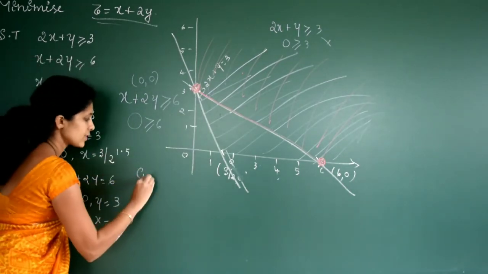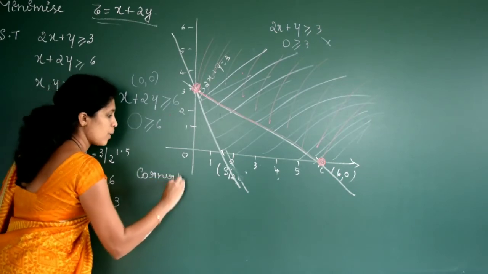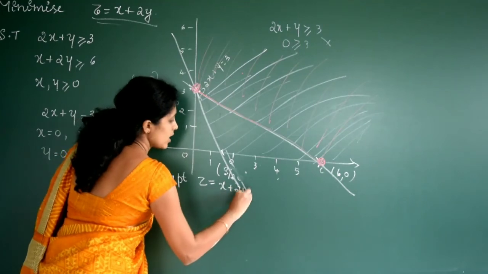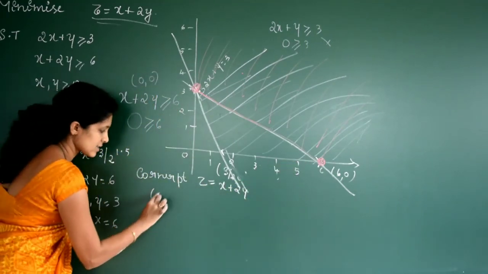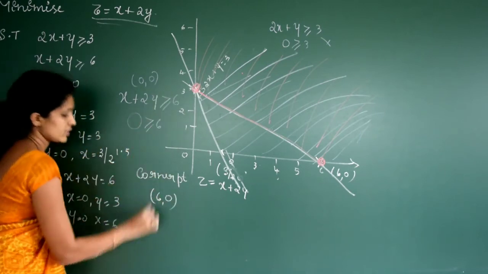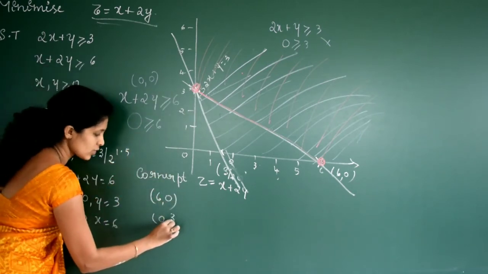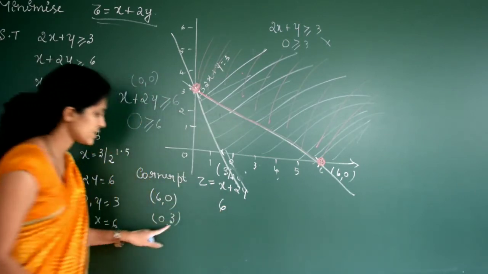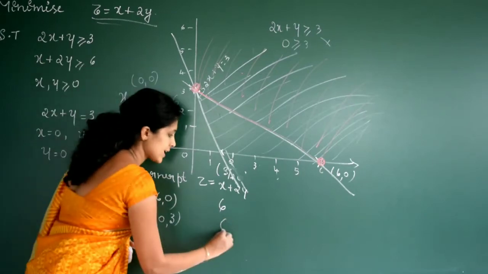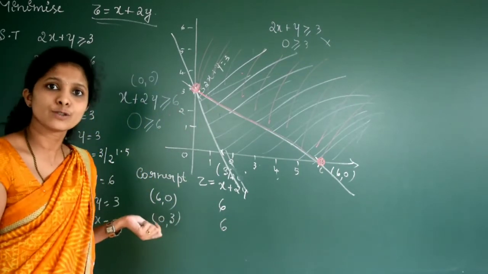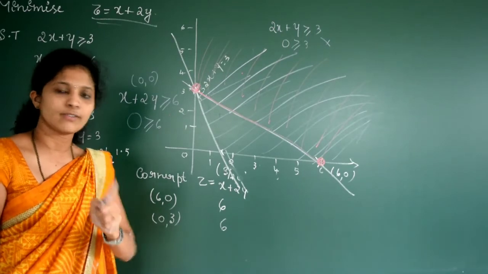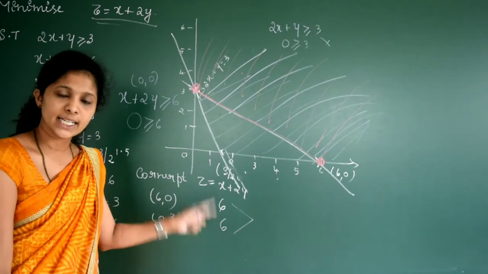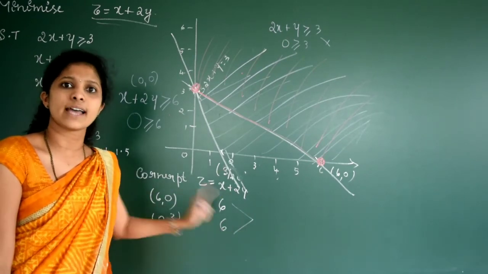Directly we substitute there. It's a clear corner point, and z is equal to x plus 2y. What are the corner points? x is 6 and y is 0. Another one is x is 0 and y is 3. Now if you substitute, 6 plus 0 will be 6, and 0 plus 2 into 3 will be 6. To find the minimum value, there is only one value, 6. So we can say that 6 may be our minimum value.